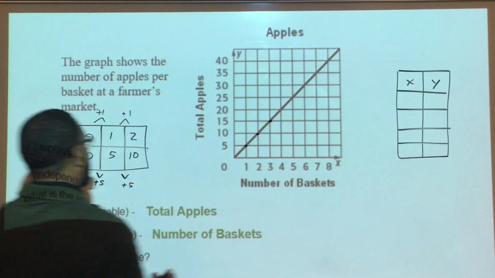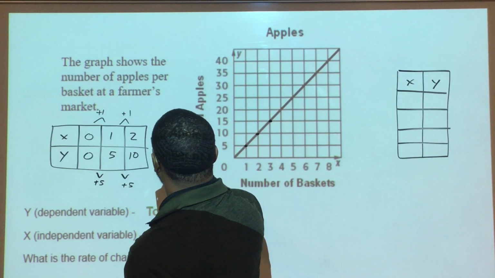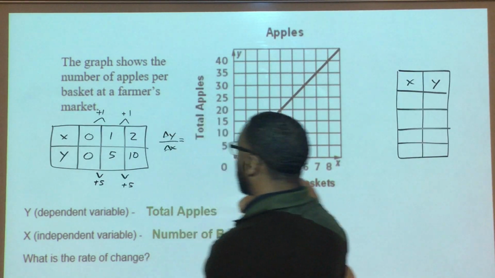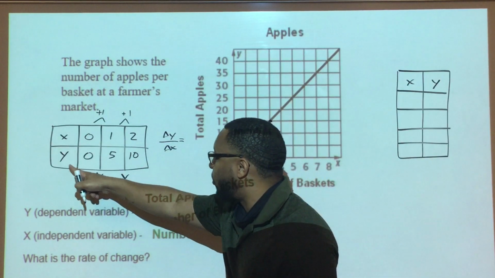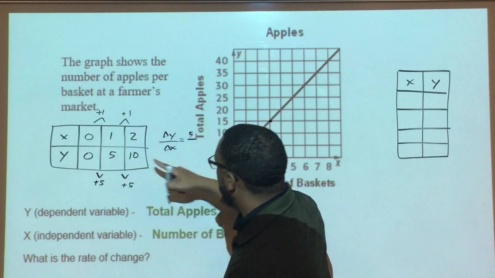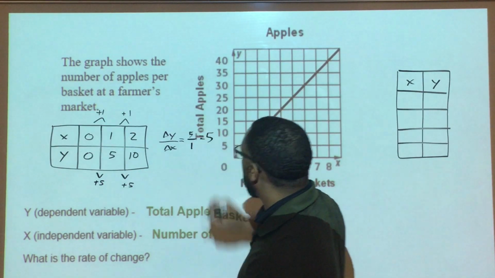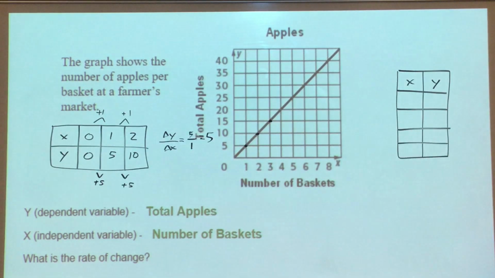Right? So to find the rate of change, remember, it's change in Y over change in X. So I'm going to come down here and look at what Y is changing by, which is 5. X is changing by 1. 5 over 1 equals 5. So my rate of change is 5 apples per basket.